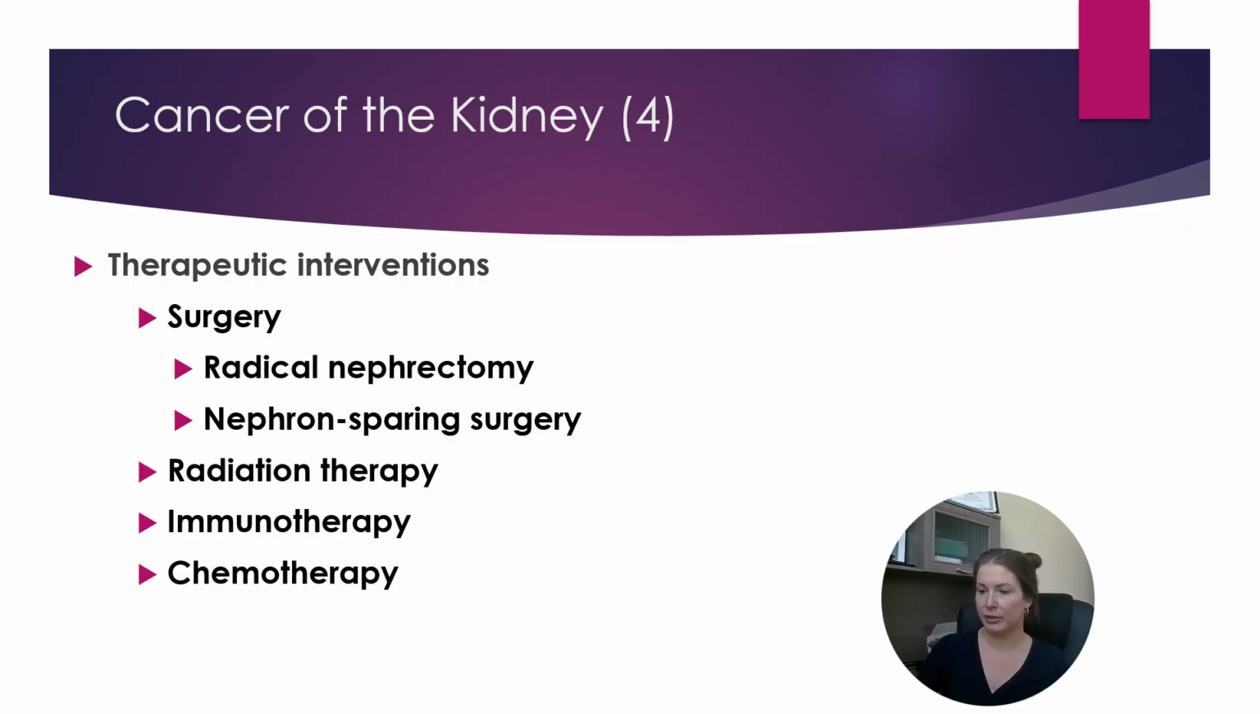The immunotherapy is going to stimulate the body's immune response to fight the cancer cells. You don't need to know the specific immunotherapies that they're going to use. Chemotherapy is usually limited. With renal cancer, it's not very effective. It's going to be used in very advanced cases. Okay, so surgery is going to be your primary and most effective treatment.